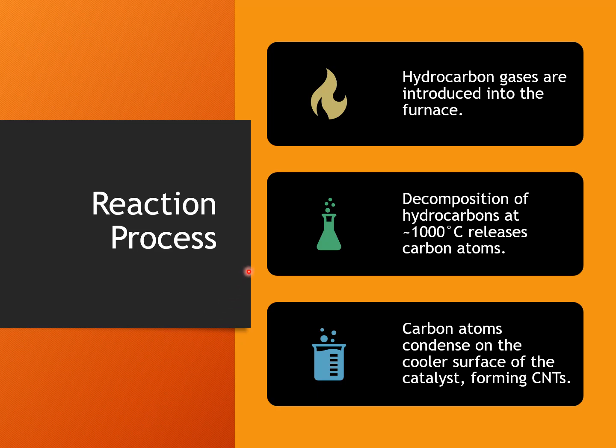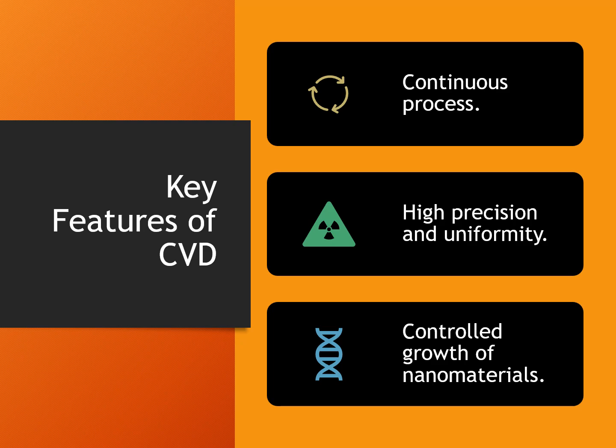Reaction process. Hydrocarbon gases such as ethylene or acetylene are allowed to pass into the furnace. The decomposition of hydrocarbon takes place at 1000 degrees Celsius to get carbon atoms. These carbon atoms condense at the cooler surface of the catalyst, forming CNT. This is a continuous process. High precision and uniformity, control of growth of nanomaterials can be achieved.